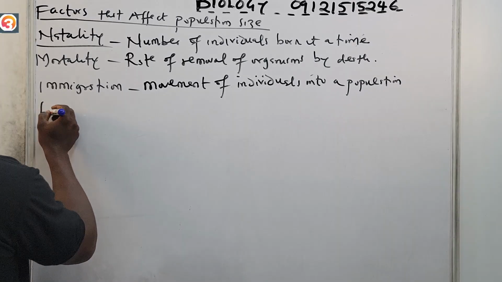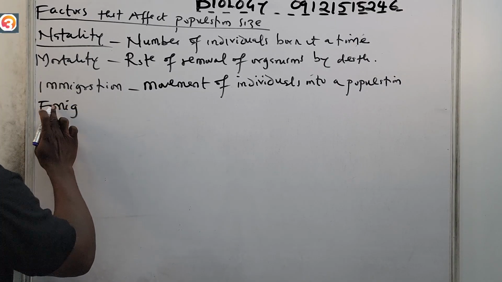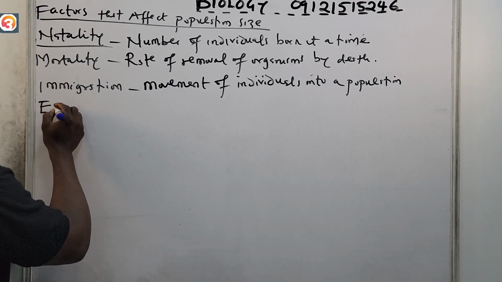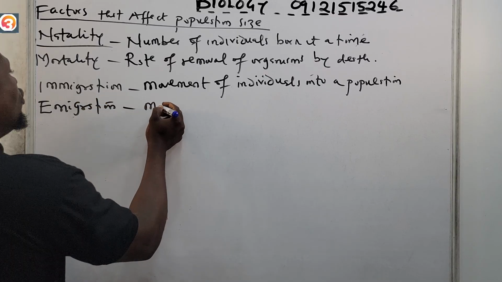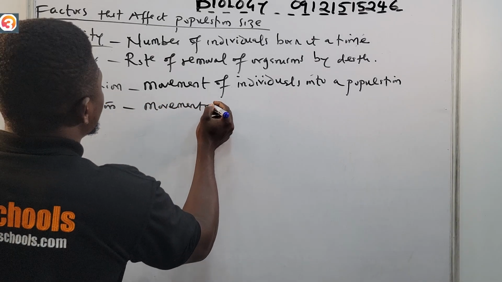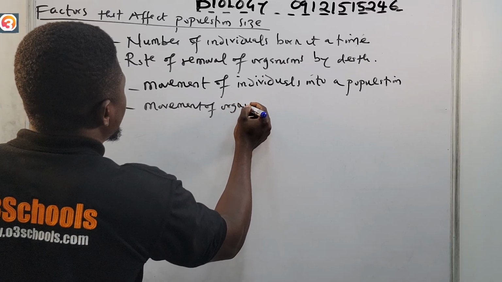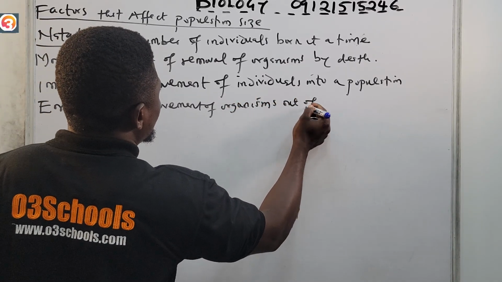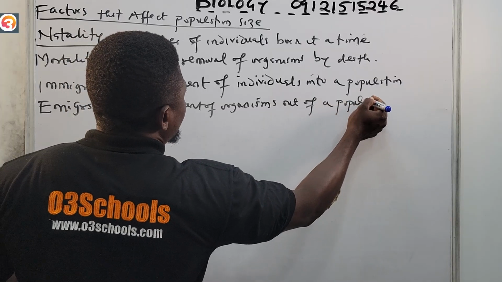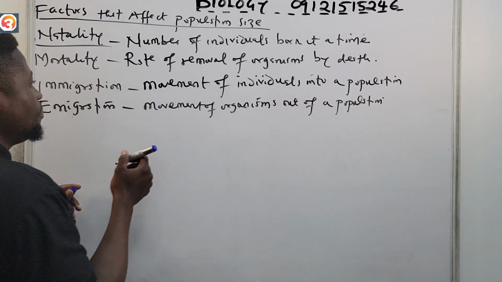Emigration is spelled E-M-I, emigration. This one is the movement of organisms out of a population.